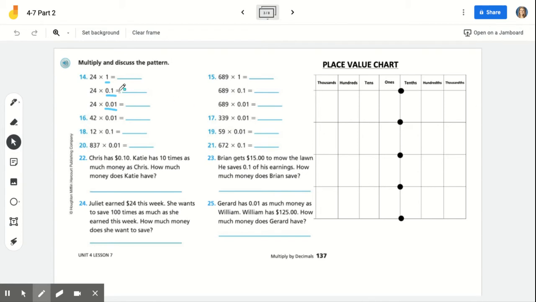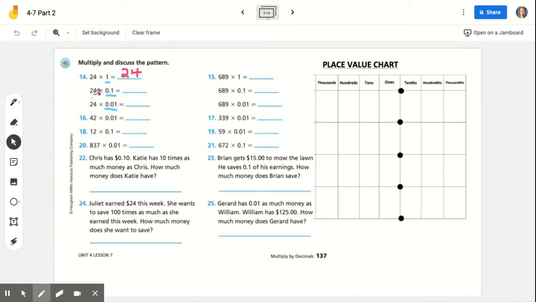So starting off with number 14, it's 24 times 1. And we know that anytime we multiply a factor times 1, our answer is always going to be that opposite factor that we're multiplying 1 by. So for 24 times 1, our answer is going to be 24, same as our factor. Moving down, 24 times 1/10.